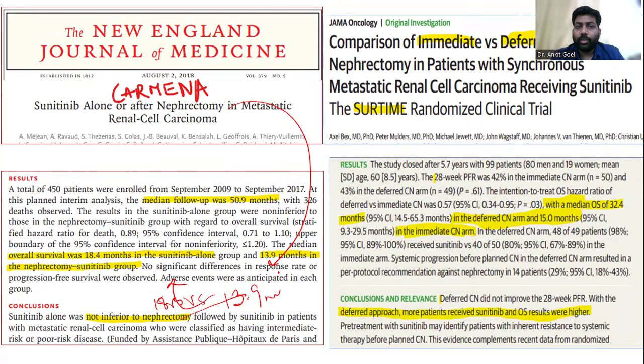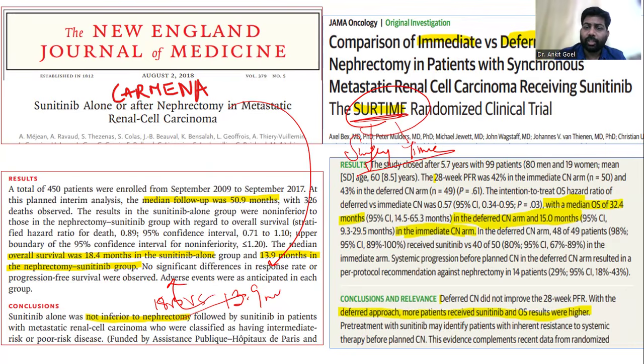Now, why do we start the patient on systemic therapy and prefer a deferred cytoreductive nephrectomy? When to go for a cytoreductive nephrectomy, immediate or deferred? We get this from the SURTIME trial. What does SURTIME mean? SURTIME means surgery time. So we are talking about the time of surgery. What is the best time to go for surgery, immediate or deferred? That is all about SURTIME.